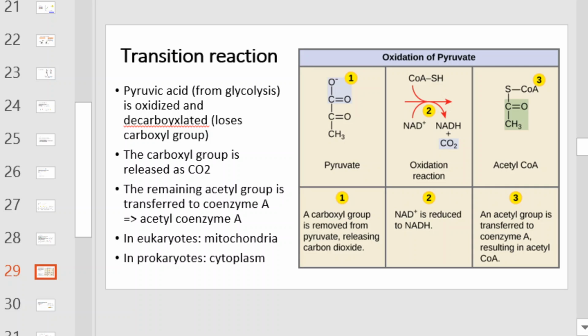Next, we have a transition reaction. This transition reaction takes pyruvic acid from glycolysis. It will oxidize and decarboxylate it, where it will lose a carboxyl group. That carboxyl group will be released as carbon dioxide, which ultimately becomes the waste gas that we exhale. The remaining molecule reacts to form acetyl-CoA. In eukaryotes, the acetyl-CoA will then enter the mitochondria. In prokaryotes, the acetyl-CoA stays in the cytoplasm.